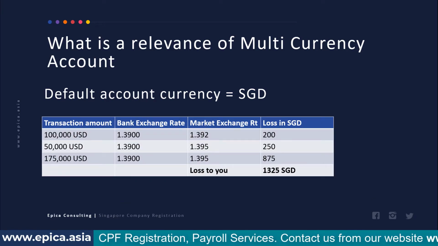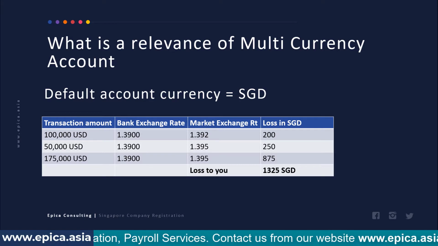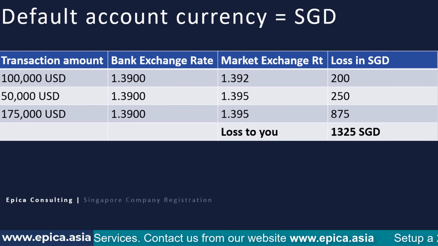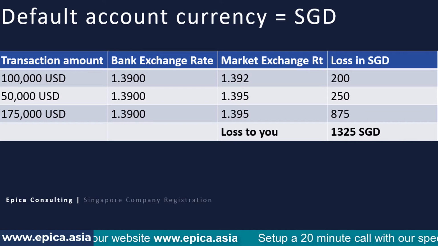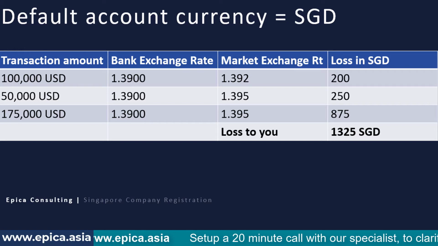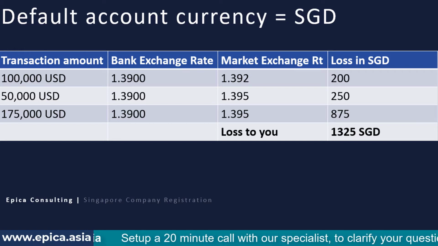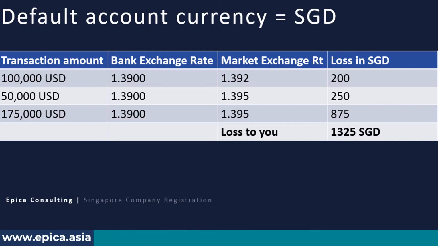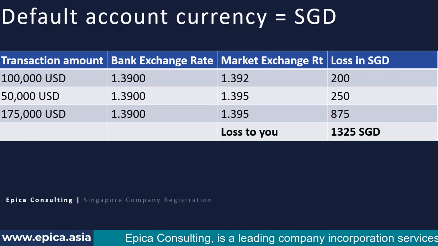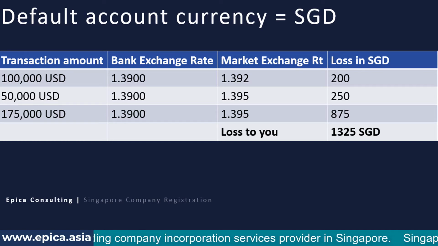So let's take a scenario. I have listed here three transaction amounts of 100,000 USD, 50,000 USD, and 175,000 USD. Now, when you receive this money into your bank account, and if your account is not in US dollars, let's say it is in Singapore dollars, then every time the remittance is received, the bank will convert it to Singapore dollars at the bank's exchange rate. And in most of the circumstances, this bank exchange rate is possibly the worst rate available in the market. So the most disadvantageous rate is what you will get in this conversion.